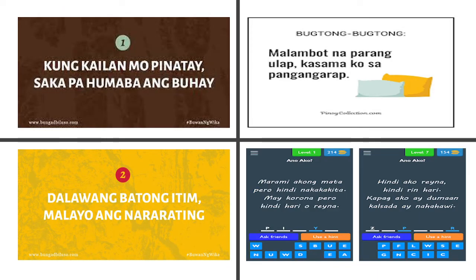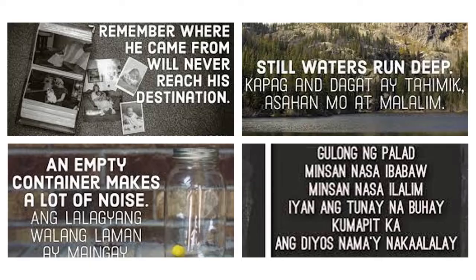In this slide, you can see examples such as: Kung kailan mo pinatay, saka pa humaba ang buhay. Malambot na parang ulap, kasama ko sa pangarap. Dalawang batong itim, malayo ang nararating. Marami akong mata pero hindi nakikita. May corona pero hindi hari o reyna. Hindi ako reyna, hindi ako hari. Kapag ako ay dumaan, kalsada ay naahawi. Yes, very good. That was an example of bugtong during the early days of the Filipino.